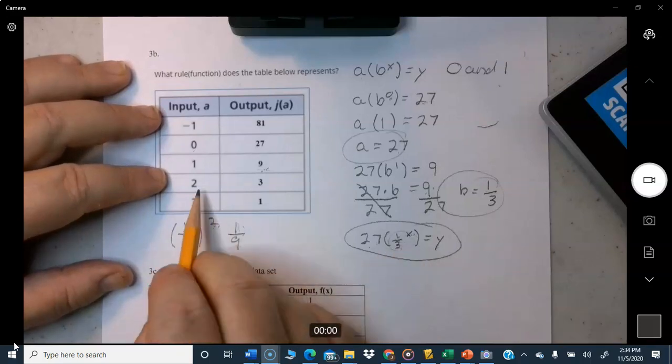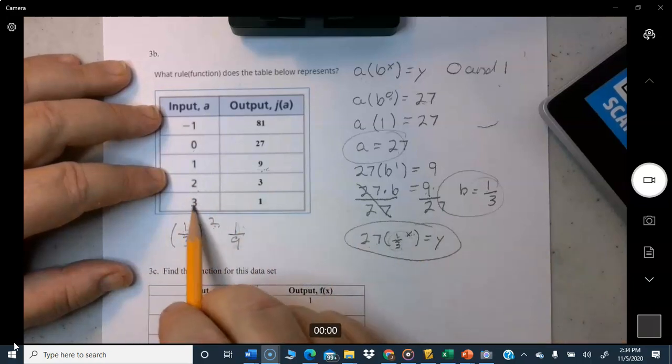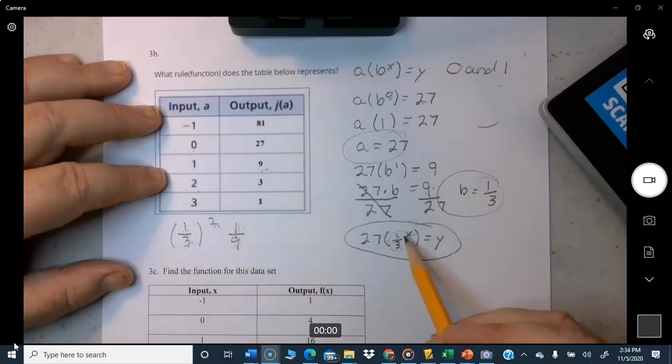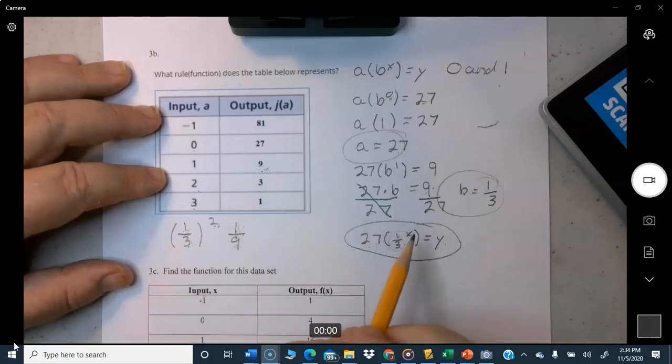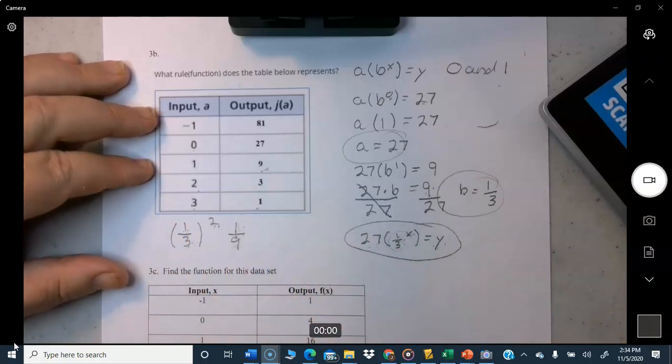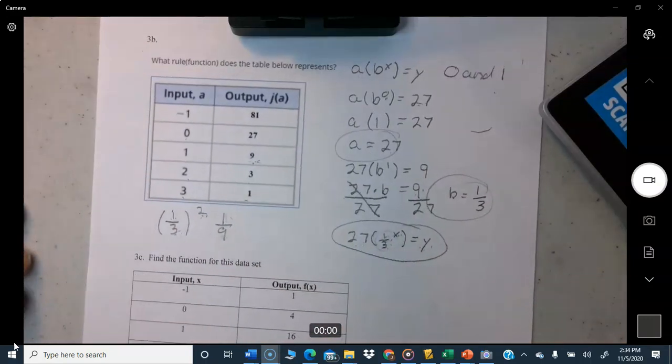And that y, so there you go. 2 gives 3. How about 3? That would be 1 to the third is 1, and 3 to the third is 27. So it's 1/27. So 27 times 1/27, the 27s cancel, you get 1. So when you put a 3 in here, you get a 1 out there. Okay? All right, and that does it.